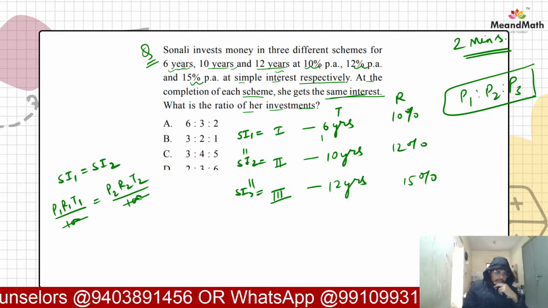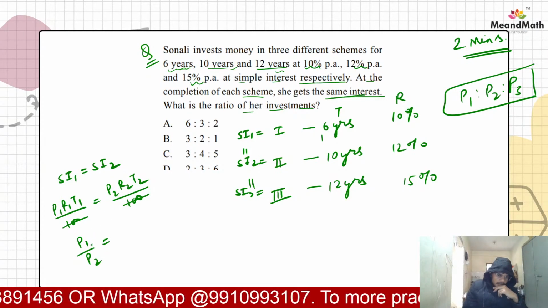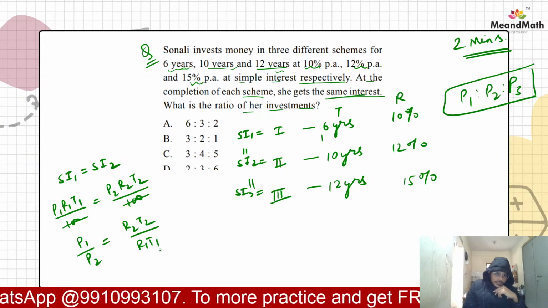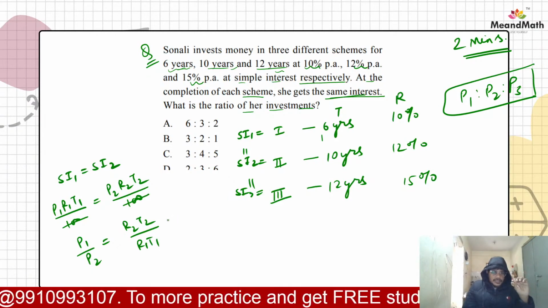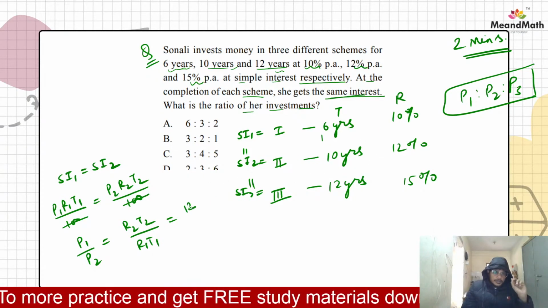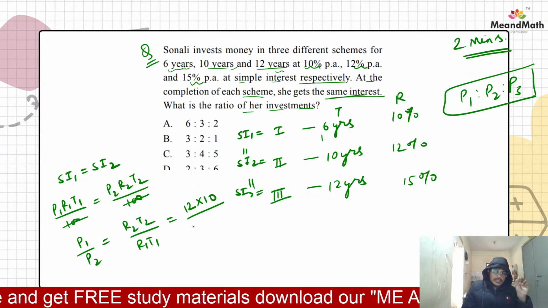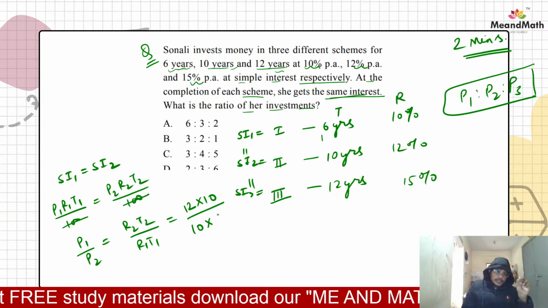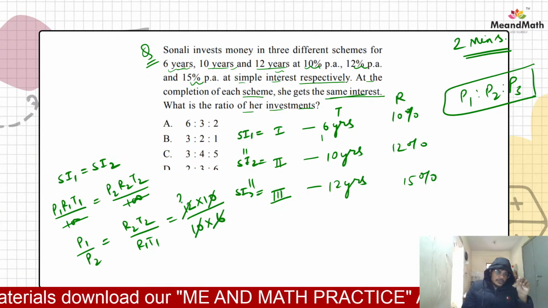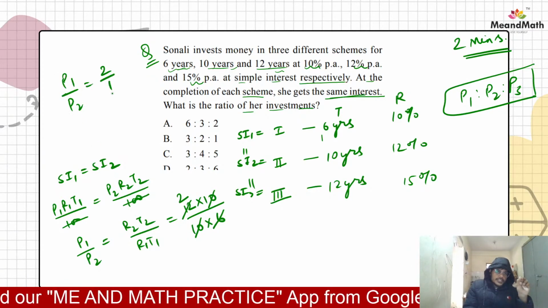Now 100 to 100 cancel out. P1 upon P2 is equal to R2 T2 upon R1 T1. Is this clear? If this is clear, then put the values. Then R2 value is 12, T2 is 10, upon R1 is 10, T1 is 6, right? So 10 to 10 cancel out, 6 to 2. So your P1 ratio P2 is equal to 2:1.